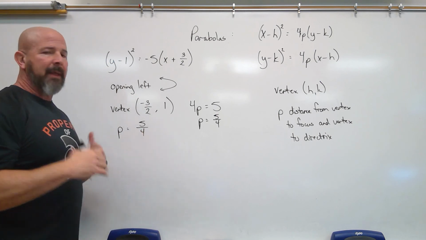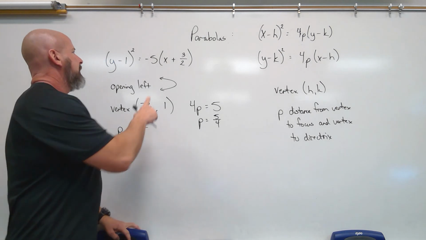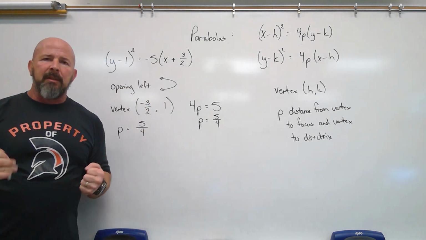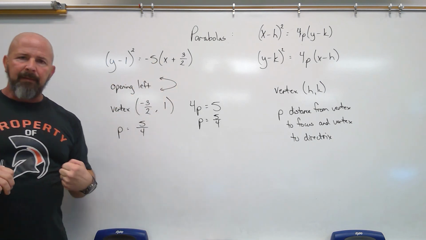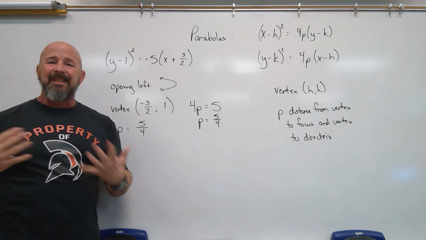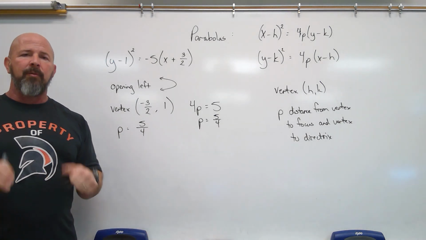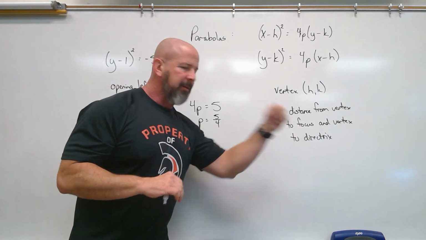So there's where I'm coming up with that distance. Now, just a reminder, the negative doesn't have anything to do with the distance. The negative said which way it was opening. I know it's opening left. Distance is positive. We're just saying we're 5/4 units from the vertex to get to the focus and to the directrix.